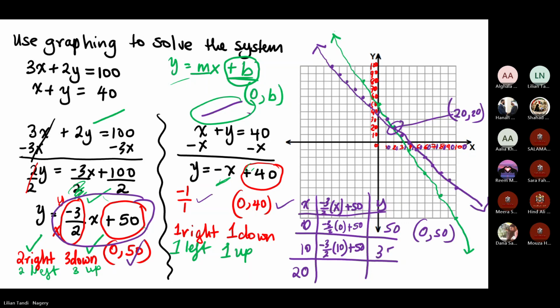Okay. Now, we will not be able to use this because our numbers are not going by 5. So let's see: 20. -3 over 2 times 20 plus 50. What do we get? You got 20. So 20 goes with 20 over there.